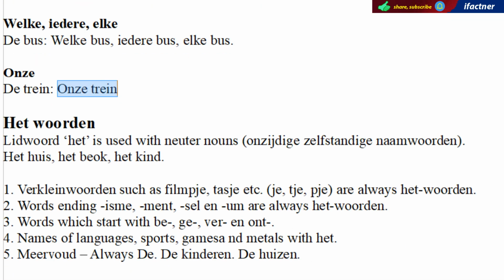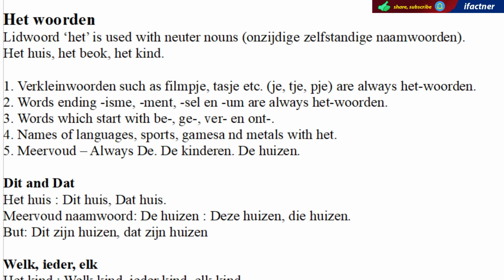And now, let's discuss the het woorden, or the words which start with the Lidwoord het. They are called the het woorden. Lidwoord het is used with neuter nouns. That is, they don't have any gender. And neuter nouns are called onzijdige zelfstandige naamwoorden in Dutch. For example, het huis, het boek, het kind.